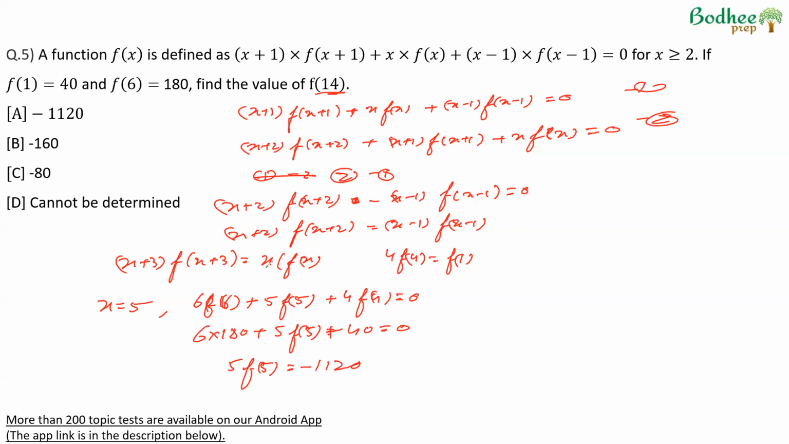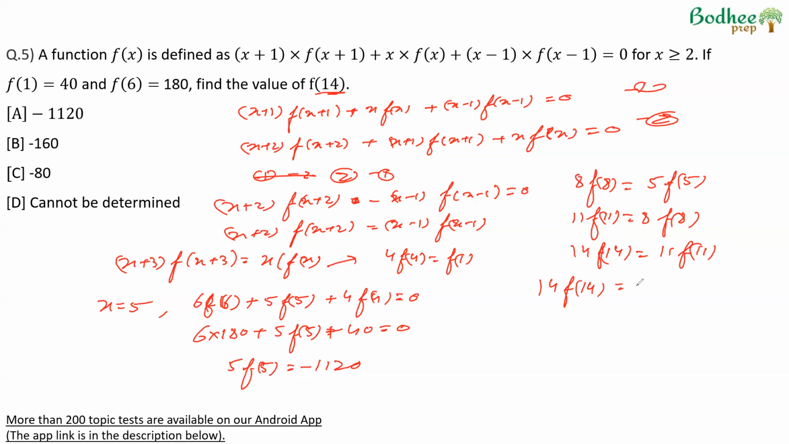Now, putting x as 5 here, we can get 8f8 is equal to 5f5. Again, putting x as 8, we can get 11f11 is equal to 8f8. And putting x is equal to 11 in this equation, we can get 14f14 is equal to 11f11. 14f14 is 11f11, 11f11 is 8f8, 8f8 is 5f5. Therefore, 14f14 is equal to 5f5, which is minus 1120.